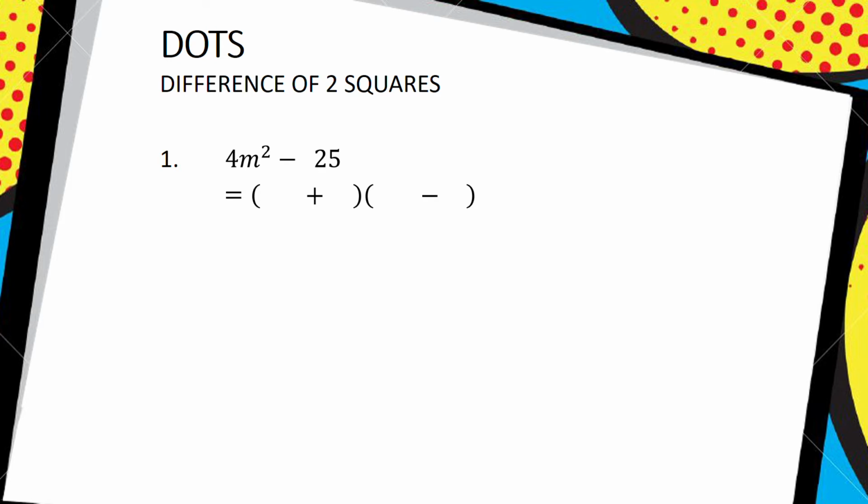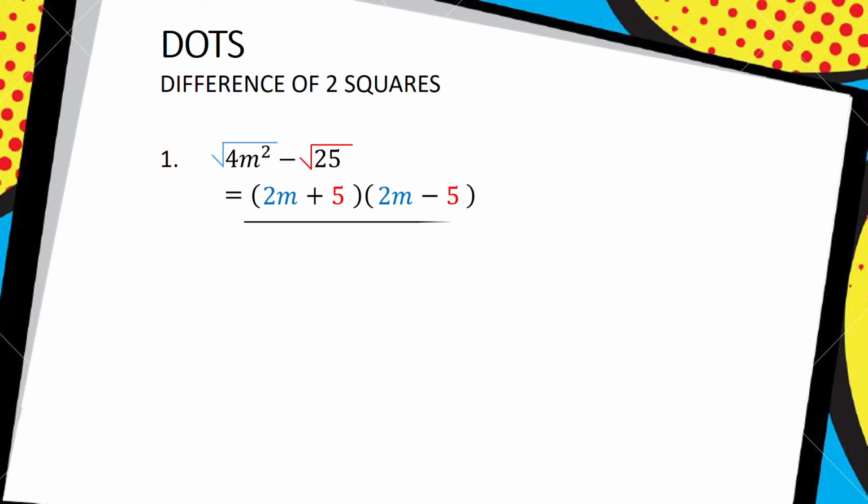It doesn't matter. Then what I'm going to do is square root my terms. I'm going to square root 4m squared, and if I square root that, I'm going to get 2m. I put 2m in the first term of both the brackets. Then I'm going to do the same for the 25. The square root of 25 is 5, and I'm going to put it in the second term of both of the brackets.